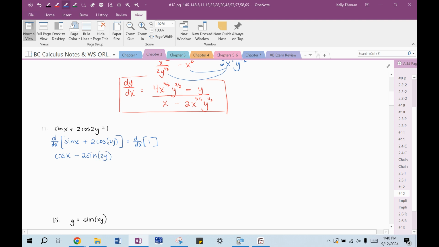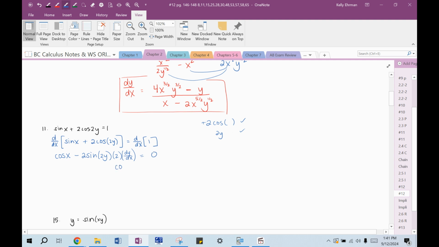And then remember, you've got a chain rule because you have a 2 cosine function. We took the derivative of that. And then you also have a 2y on the inside. You need the derivative of that. So the derivative of 2y is 2, and then dy dx. If we're differentiating with respect to x, we've got to have that chain rule in there, the derivative of y with respect to x. The derivative of the constant 1 is 0.